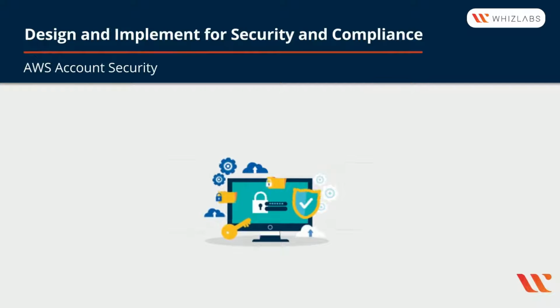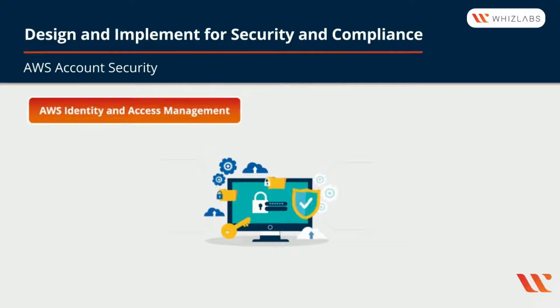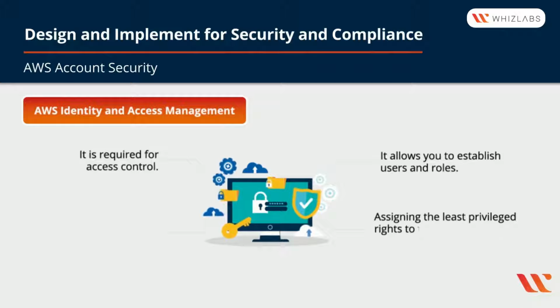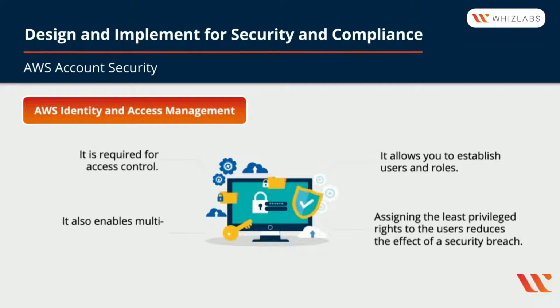Here are some of the AWS account security tools. AWS Identity and Access Management, or IAM service. AWS IAM is required for access control to your AWS resources. It allows you to establish users and roles in your AWS environment who have access to specified resources. Assigning the least privileged rights to these users and roles every time reduces the effort of a security breach. To further protect and centralize user access, AWS IAM also enables multi-factor authentication and single sign-on.